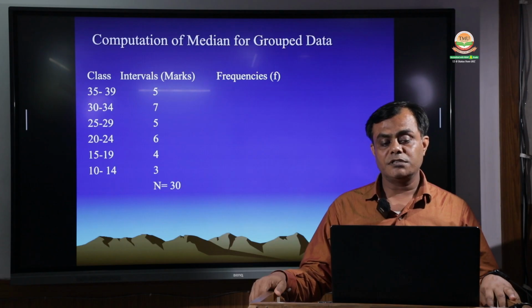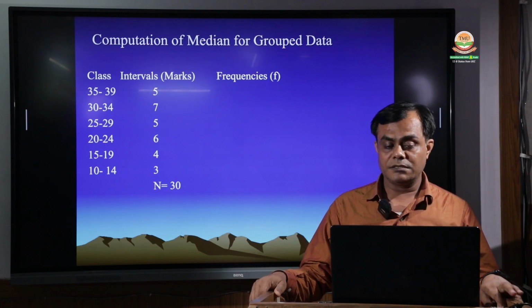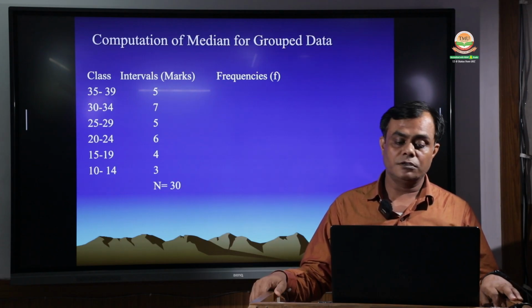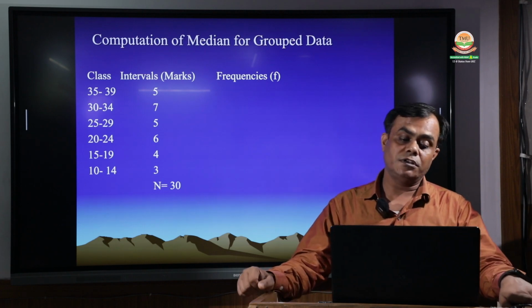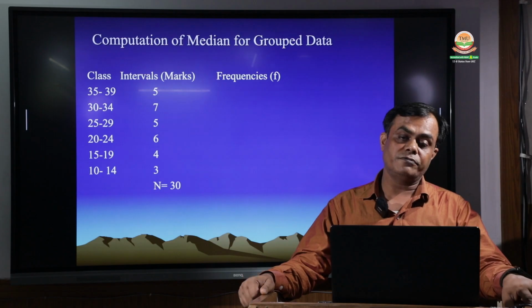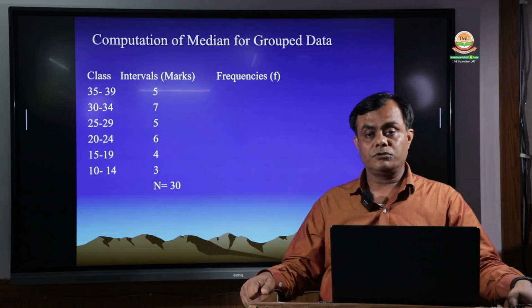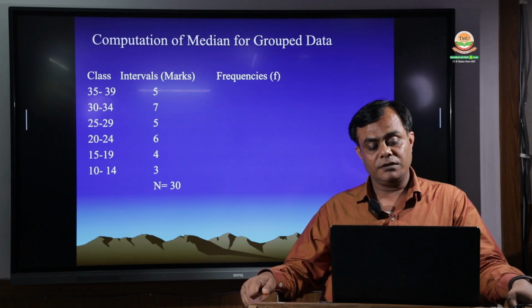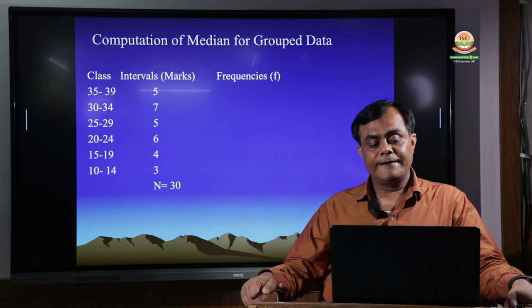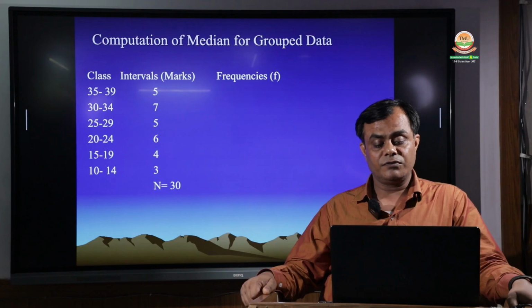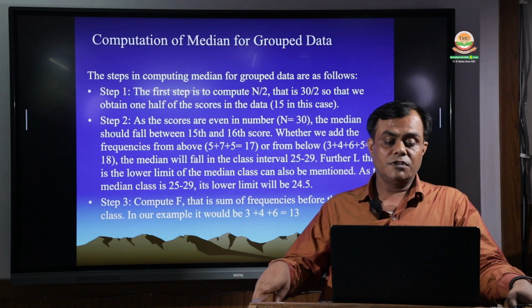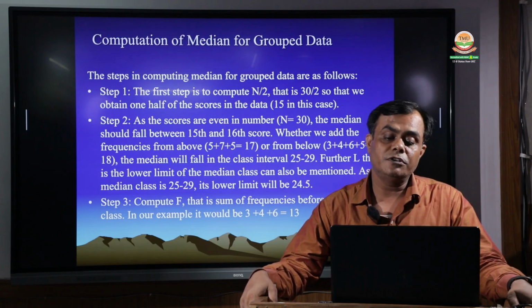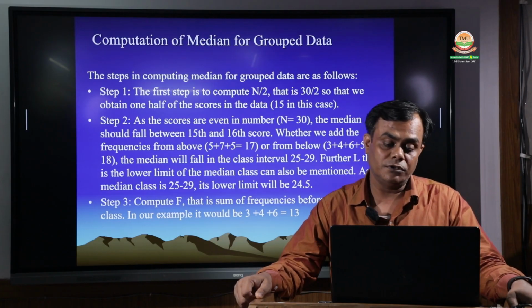So here the example is class intervals. There are 6 different class intervals: 35 to 39, 30 to 34, 25 to 29, 20 to 24, 15 to 19, 10 to 14, and the frequencies are 5, 7, 5, 6, 4, 3. The steps for computing the median for the group data are as follows.